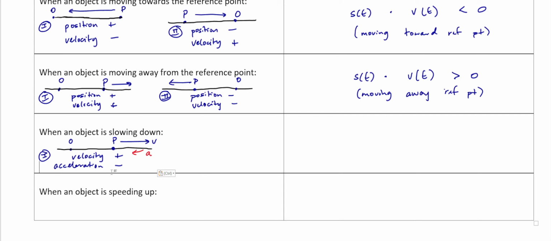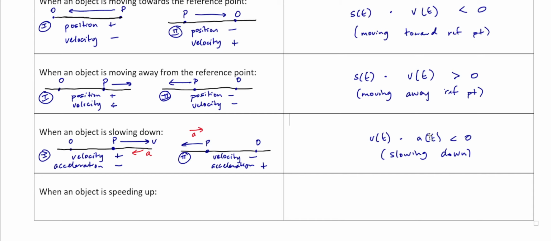You can probably think already what the second case is going to be. The second case would be as follows. If the position is to the left of the reference point, moving further left, the velocity is negative. But if it's slowing down, then the acceleration has to be in the opposite direction, so the acceleration is positive. Let's take a look at the product of these two functions. If velocity is positive times acceleration is negative, that's going to yield a negative number. Same thing right here. If velocity is negative and acceleration is positive, then that will yield a negative number. So our conclusion when an object is slowing down is as follows.